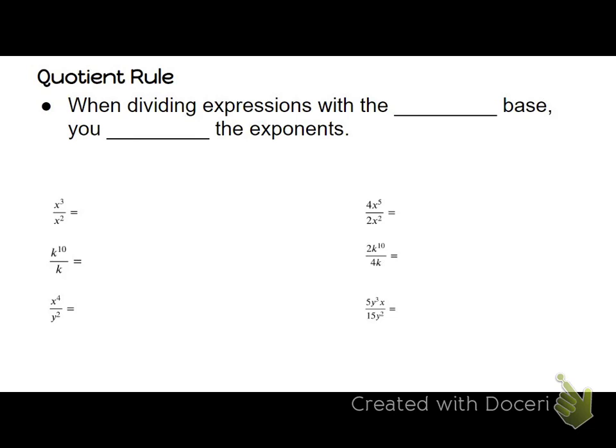So we're going to look at the quotient rule. When dividing expressions with the same base, what do you think? Think about your multiplication. You blank the exponents. Subtract. Good, Maddie. You're going to subtract the exponents. Okay? So, when you divide exponents, you actually subtract them, only if they have the same base.